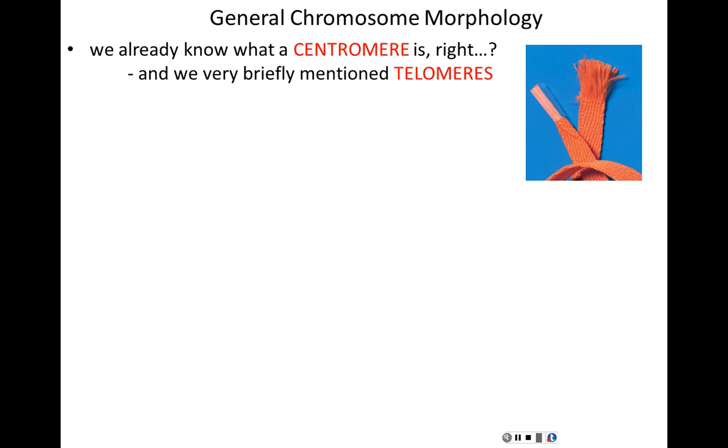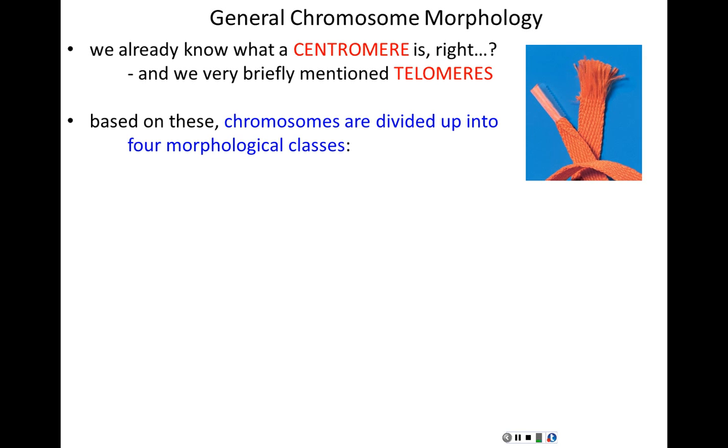We already know what a centromere is. I hope we talked about centromeres sort of extensively in the mitosis and meiosis lectures. We briefly mentioned telomeres as well. We use the analogy that telomeres are like the caps of shoelaces. They keep the chromosomes from fraying and shortening at their ends. That's very much true.